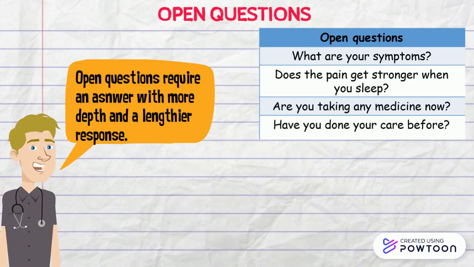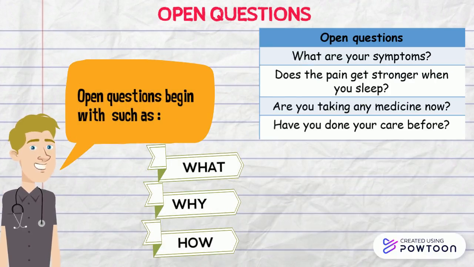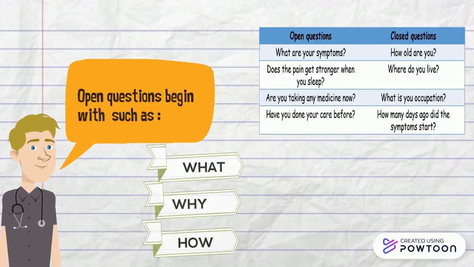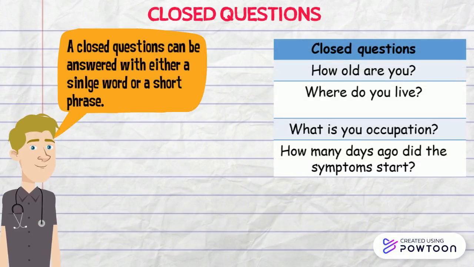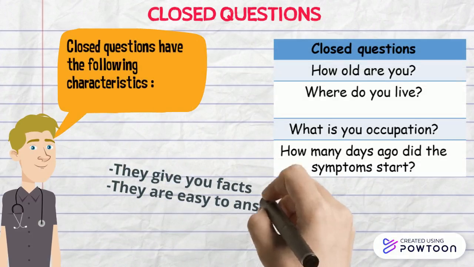Open and closed questions. Open questions require an answer with more depth and a lengthier response. Open questions begin with words such as what, why, how. Closed questions can be answered with either a single word or a short phrase. They give you facts. They are easy to answer.